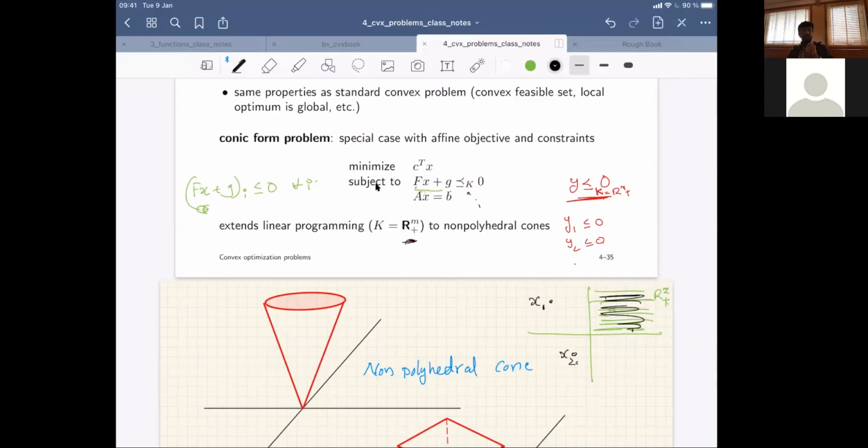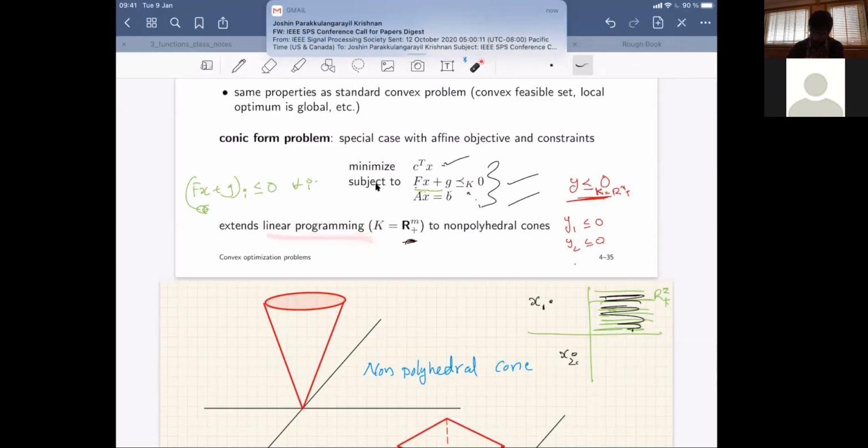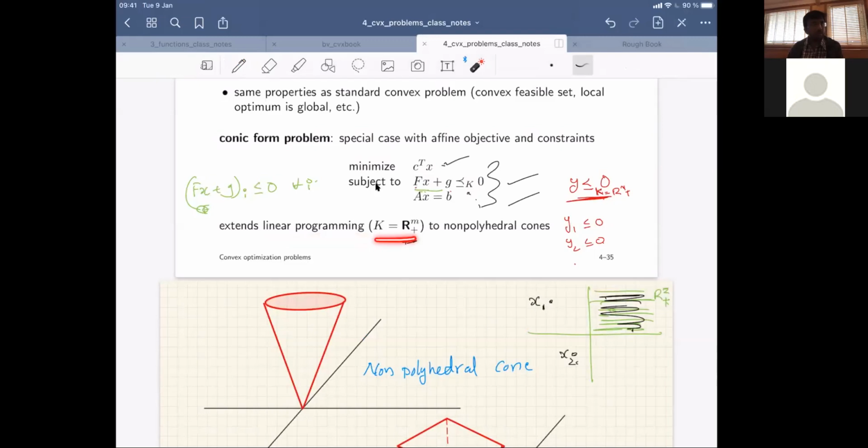In that case, we have affine function or linear function, linear inequality, and linear equality. That will be an LP. That's why it's called linear programming. When we use K, the cone, as R plus, then it's linear programming.